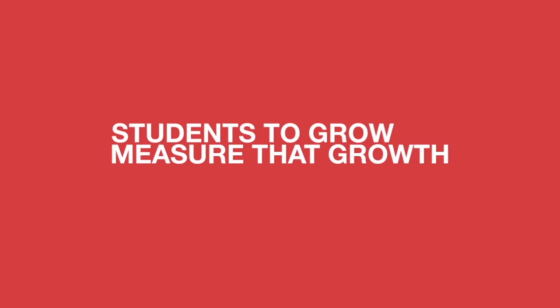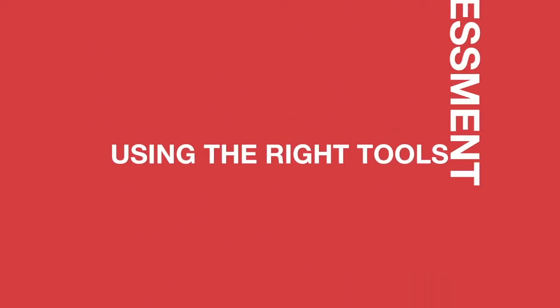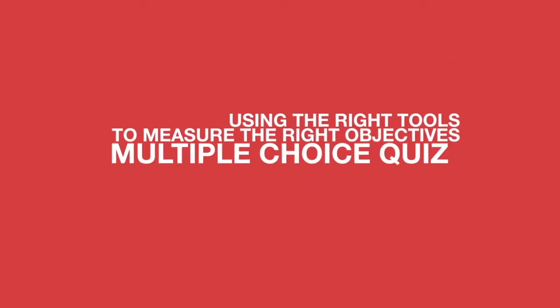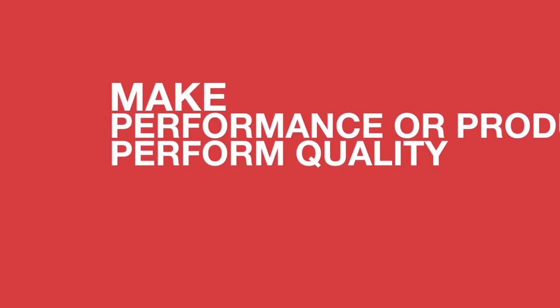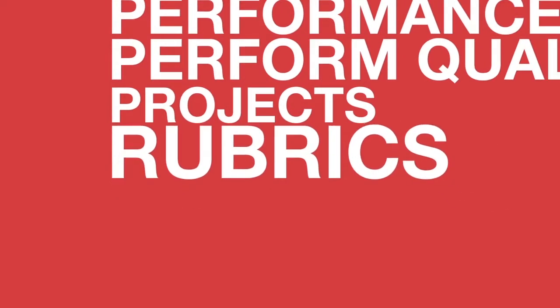An important concept when using projects is the idea of authentic assessment. Authentic assessment is not a particular type of measurement, but the practice of using the right tools to measure the right objectives. A multiple choice quiz might work well to see what students remember, but it won't measure how well students can make. Performance or product assessments, which assess how students perform or the quality of what students produce, are used for projects and especially maker projects. Performance or product assessments use rubrics to measure quality in the most objective way possible.